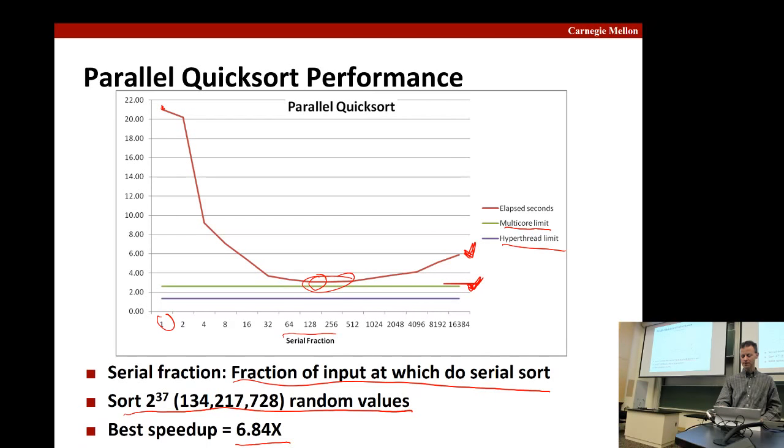There's two-way hyperthreading, so you could get up to a factor of 16 speed up, you get there. Okay. So what this is showing is that even with the best choice for when to switch to the serial version, there's still some gap here. You're not getting the perfect linear speed up. Okay. Any ideas why?